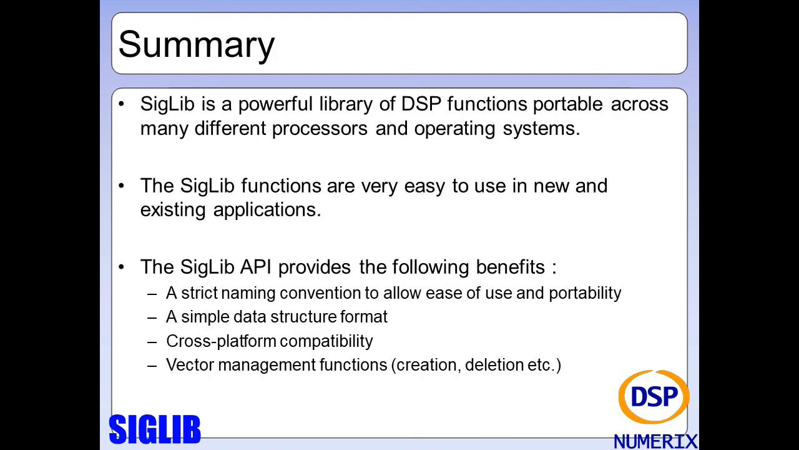In summary, SigLib is a very powerful library of DSP functions that is portable across a great many different processors and operating systems. The functions are very easy to use in new and exciting applications. The API provides the following benefits. There is a strict naming convention for the data, constants, and function names, which allows ease of use and portability across all of the supported architectures. There is a very simple yet powerful data structure format, and there are a large number of vector management functions for creation, deletion, and general management.